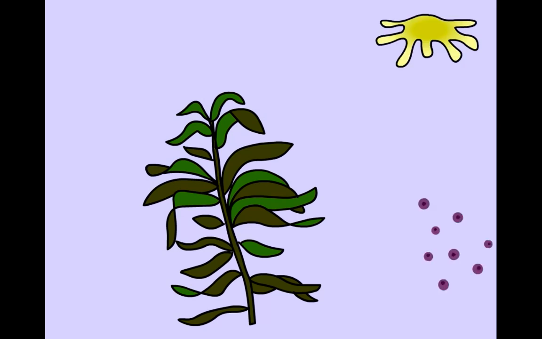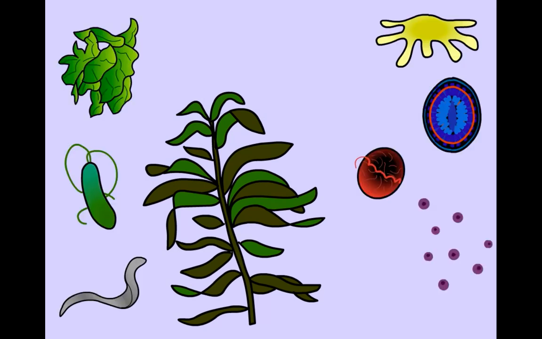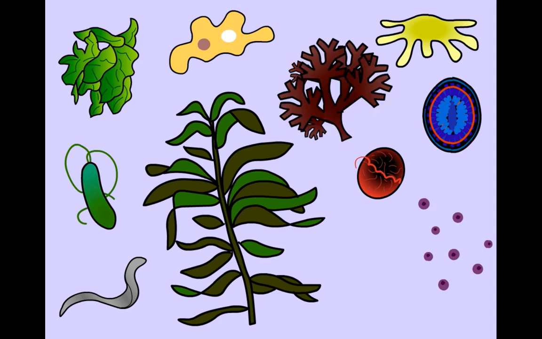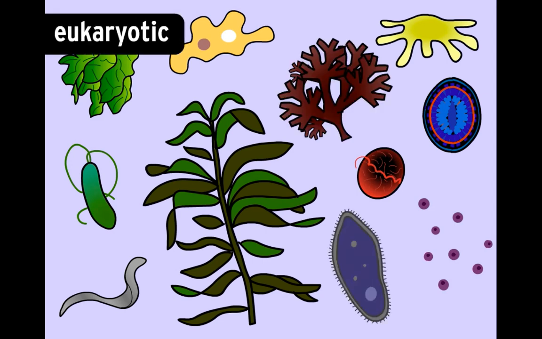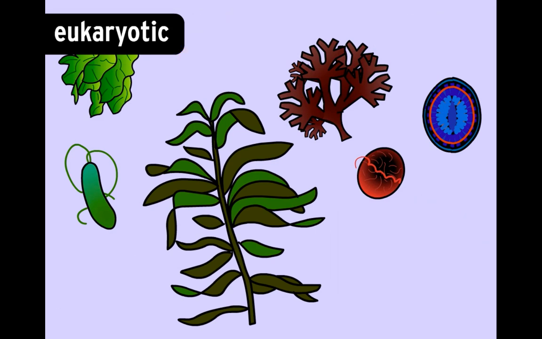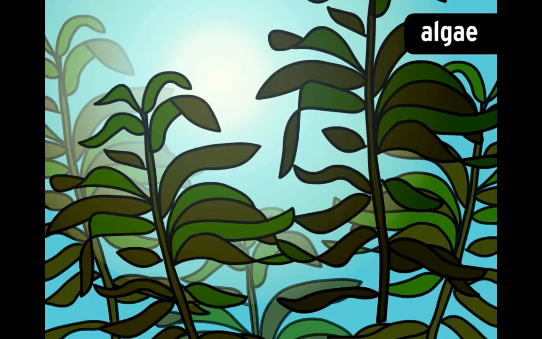Protists are single or multi-celled organisms that live in moist or wet surroundings. They can be plant-like, animal-like, or fungus-like. All protists are eukaryotic, meaning their cells have a nucleus. Plant-like protists include the substance commonly known as algae. Algae have chlorophyll in their cells, which means they can manufacture their own food using light from the sun.